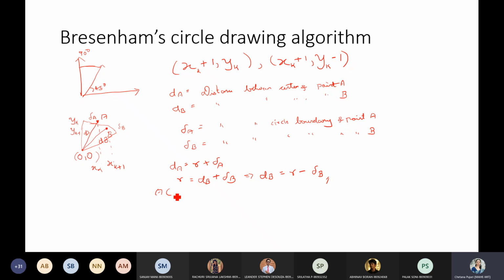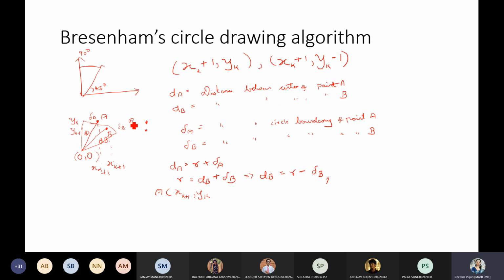So our A is the point xk plus 1, yk. This actually should be in the same line. Actually, I've shown it in two different places, so I have made a mistake. So delta A and your point B, they are actually like this. I have made a slight mistake over there.